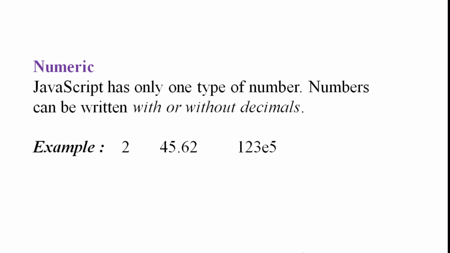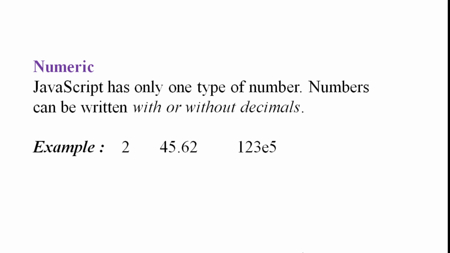Numeric data type. In general, we will provide two types of data, either numerical or character. Data is in two terms, maybe a numeric or a letter. For representing numeric values, we use numeric data types. JavaScript has only one type of number. Numbers can be with or without decimals.